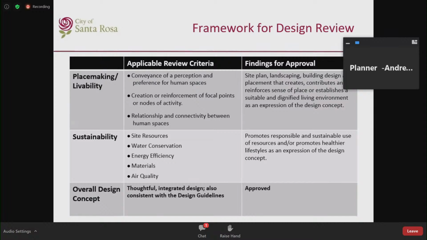So for the placemaking and livability component, the site plan, the landscaping, building design, and placement should create and reinforce a sense of place and establish a suitable and dignified living environment that is supported by the design concept. The project should promote responsible and sustainable use of resources, as well as contribute to healthier lifestyles for its residents. And the overall design concept should be a thoughtful, integrated design that is consistent with applicable design guidelines. Next slide, please.